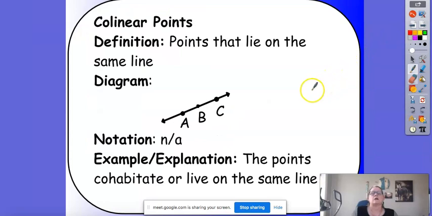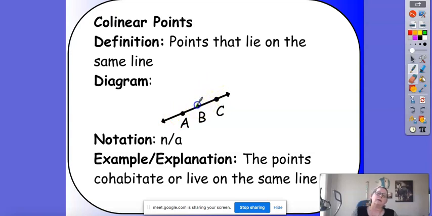The next one is called collinear points. This means points that lie on the same line. Collinear, think of it as cohabitate. They all live on the line. Okay? So these 3 points are collinear. You could say B and C are collinear. A, B, and C are collinear. Any points on this line are collinear.